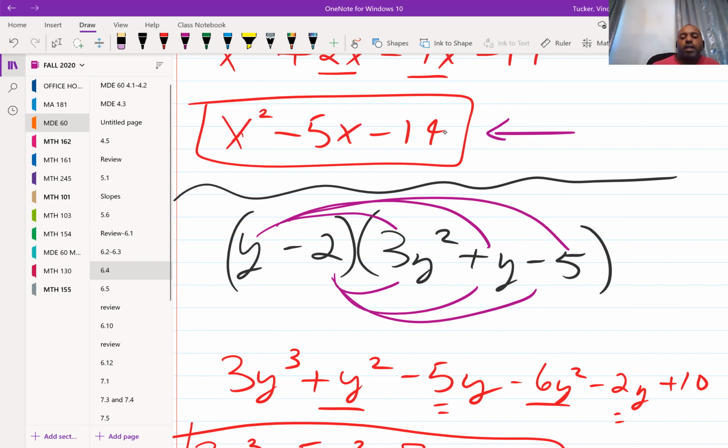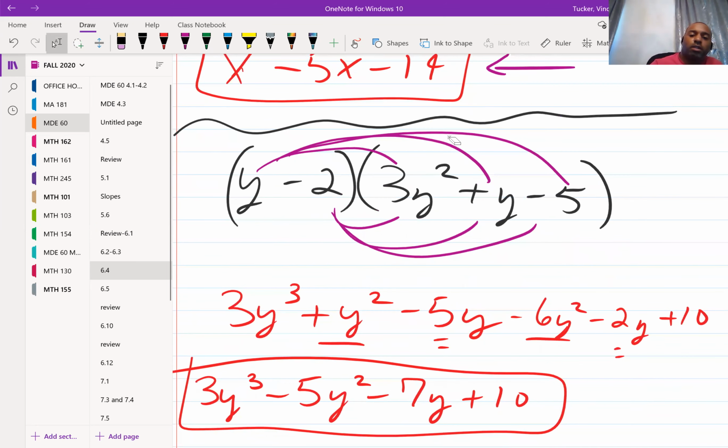All right, so now we combine like terms, if possible. That's always if possible. So y squared and negative 6y squared is negative 5y squared. Negative 5y, negative 2y is negative 7y. And the other terms just stay as they are. And that's how we get this last expression. Any questions?